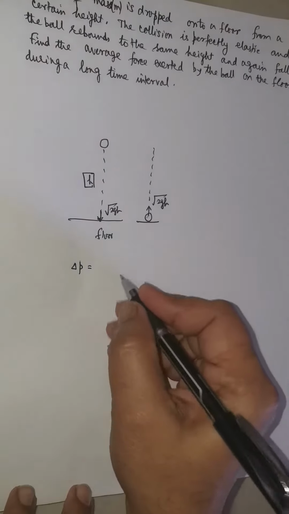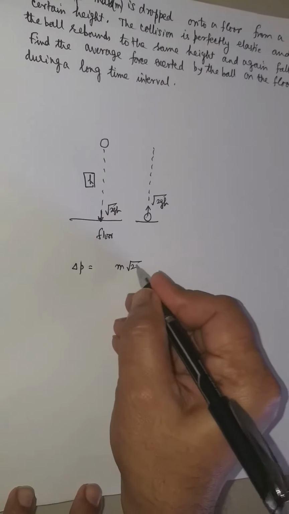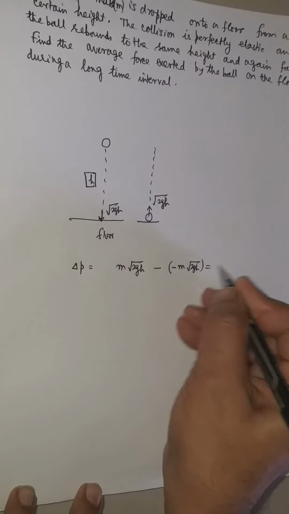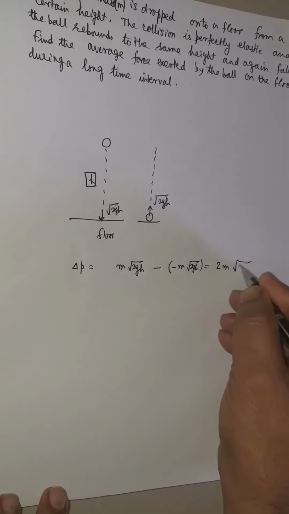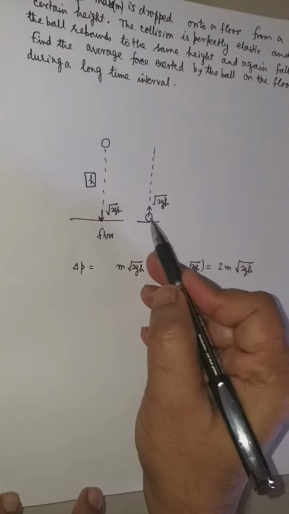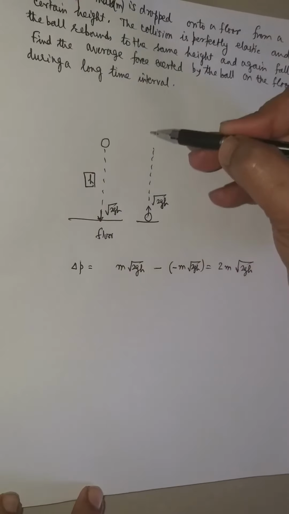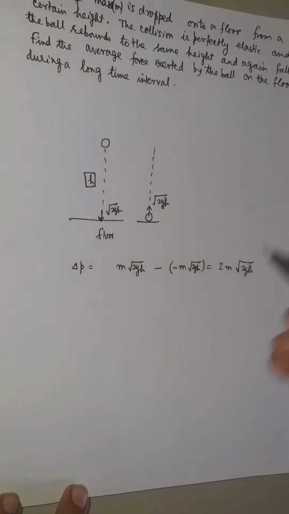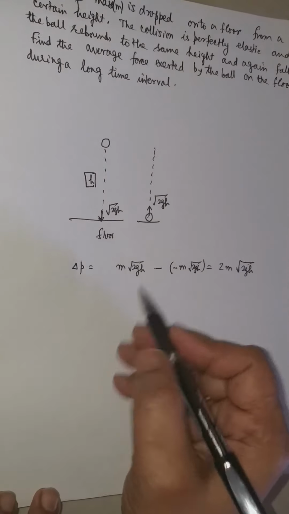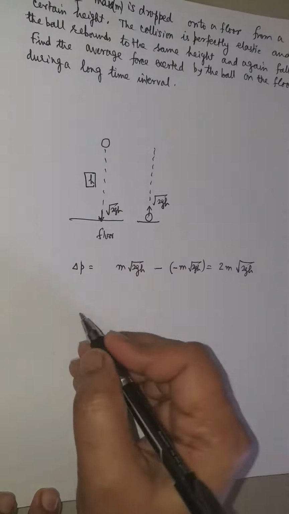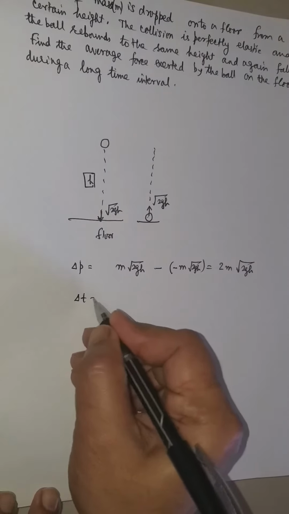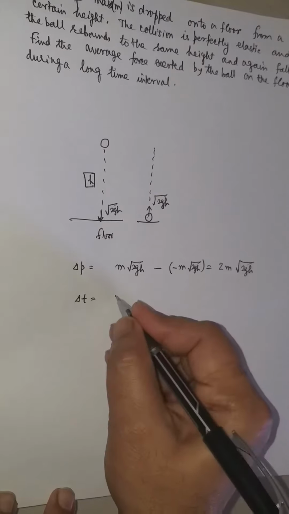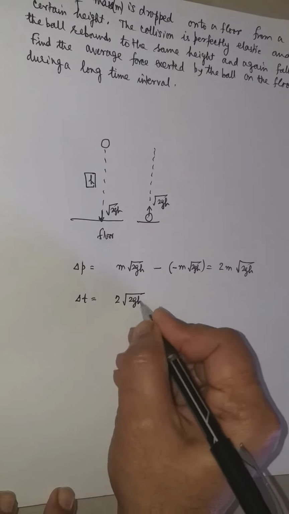The change in momentum will be m times root over 2gh minus minus m times root over 2gh, that is 2m root over 2gh. Now, once it collides, it goes up and again falls down. Therefore, there is a long time taken to change this momentum while colliding with the floor, and that time interval will be time to go up and come down, that is 2u by g, so 2 times root over 2gh divided by g.